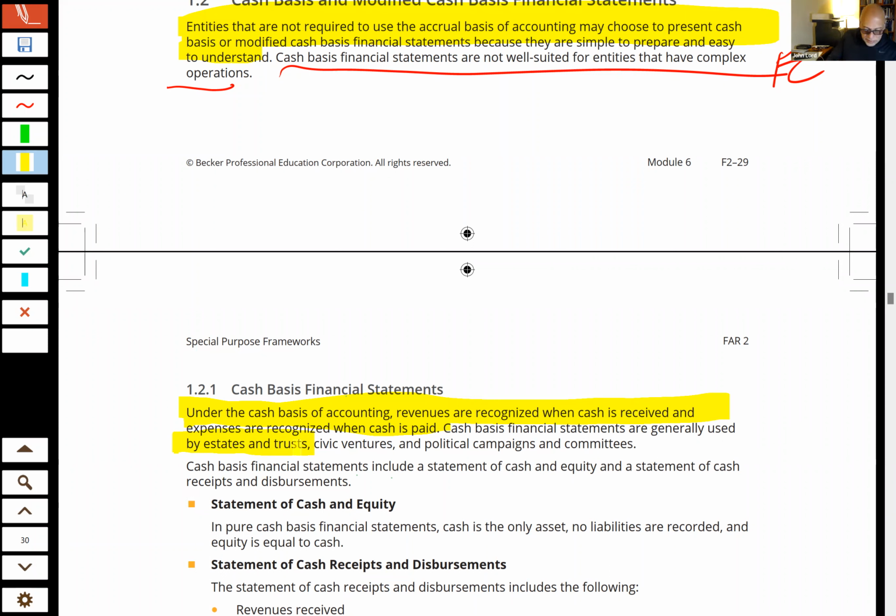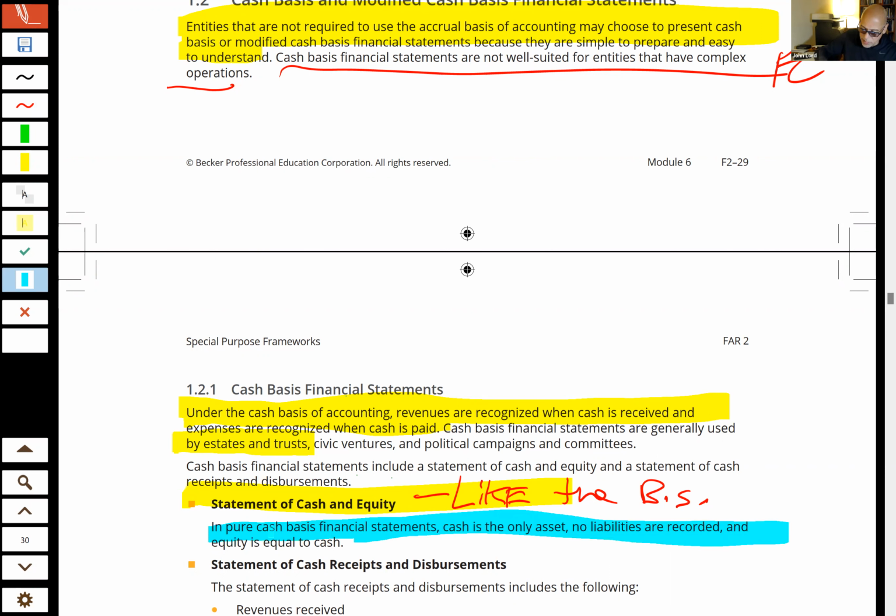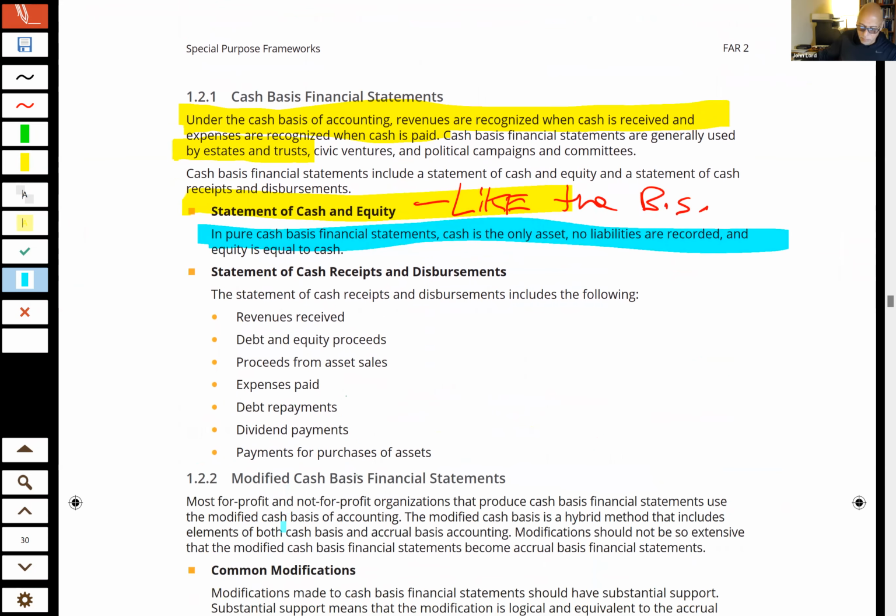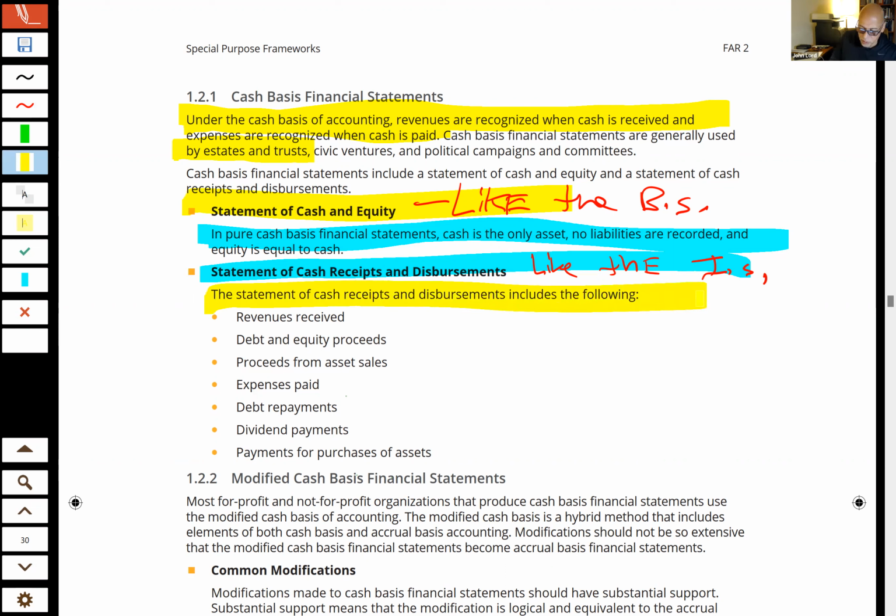Now, let's take a look. We saw a statement of cash equity, and I want you to put down here that it is like the balance sheet, but you can't call it the balance sheet. In pure cash basis statements, the only asset you have is cash, and the equity ties to the cash. Then there is the statement that is basically like the income statement, but you don't call it the income statement. You'd have to call it the statement of cash receipts and cash expenditures or something like that. The statement of cash receipts and disbursements includes the following.